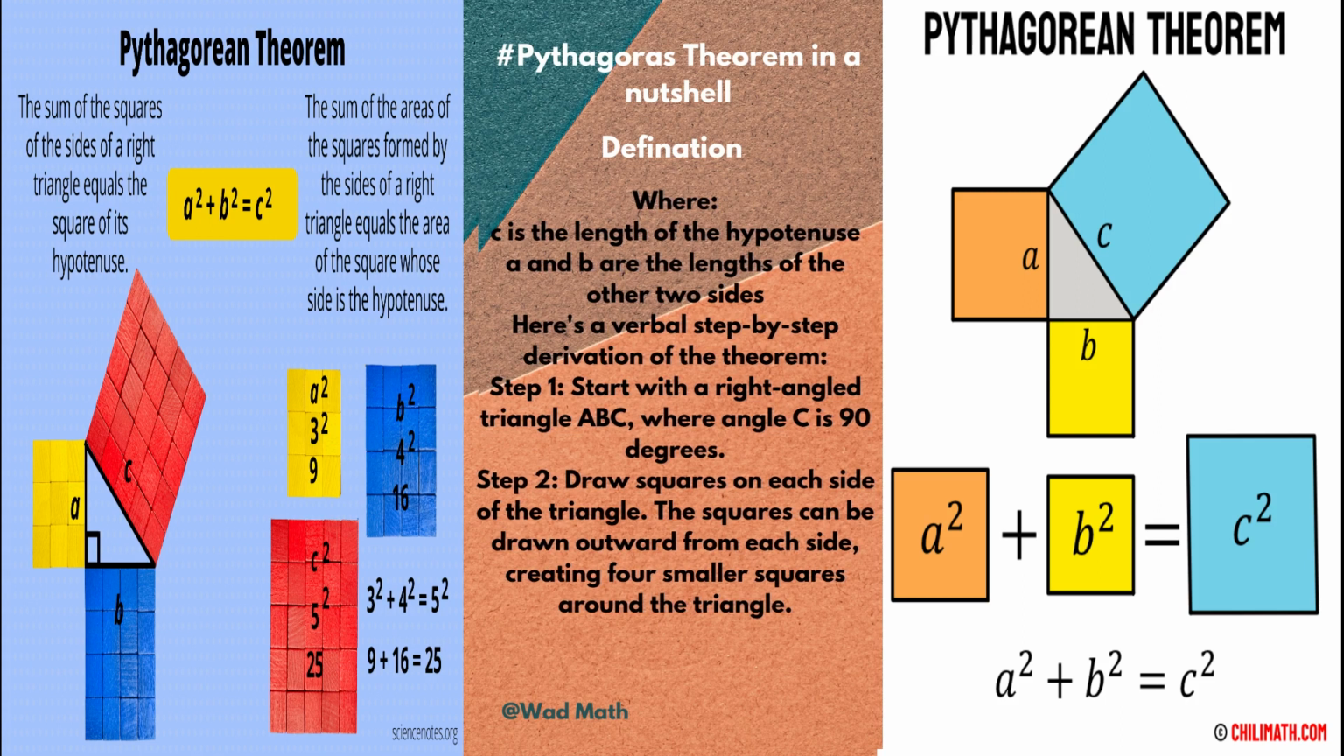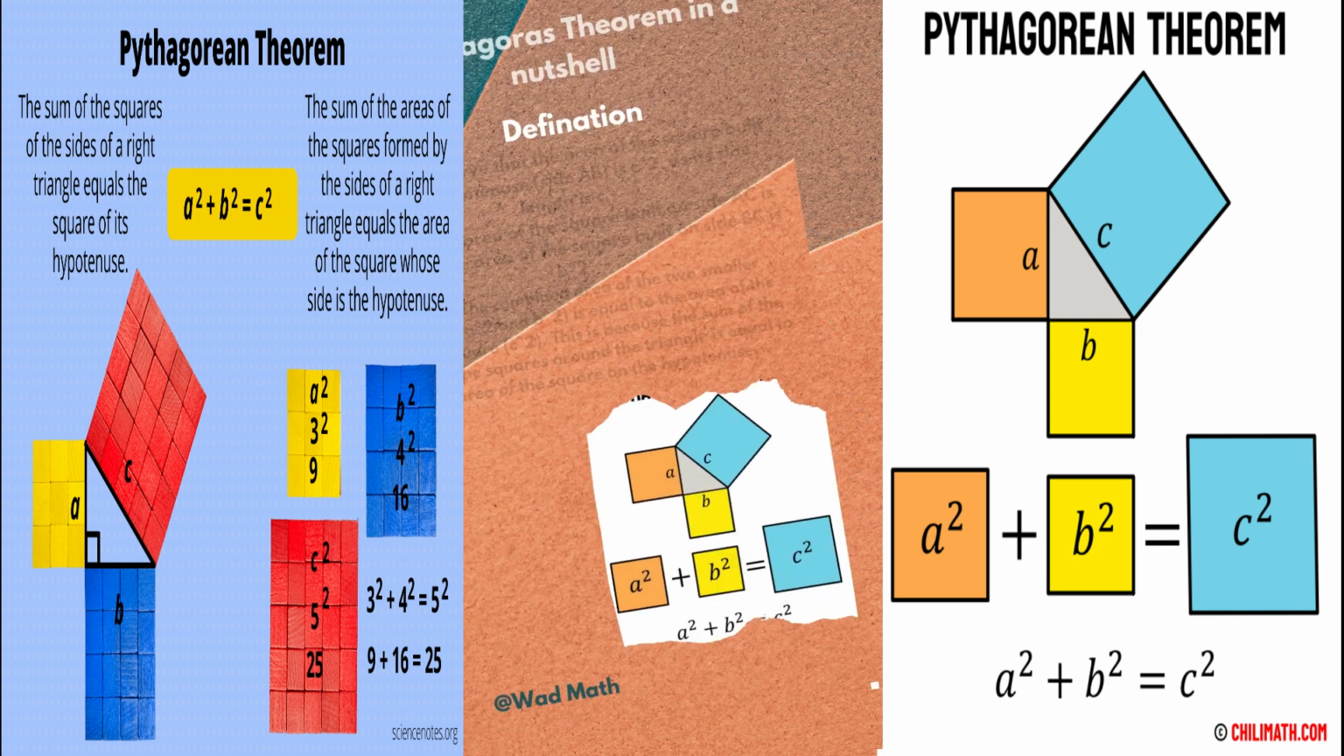Here's a verbal step-by-step derivation of the theorem. Step 1. Start with a right-angled triangle ABC, where angle C is 90 degrees. Step 2. Draw squares on each side of the triangle. The squares can be drawn outward from each side, creating 4 smaller squares around the triangle.